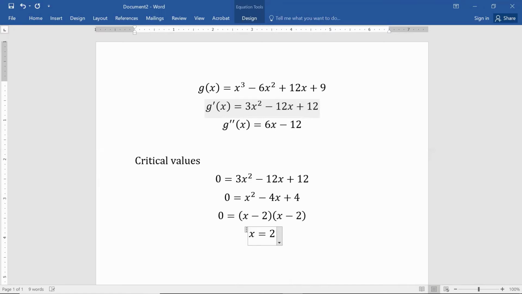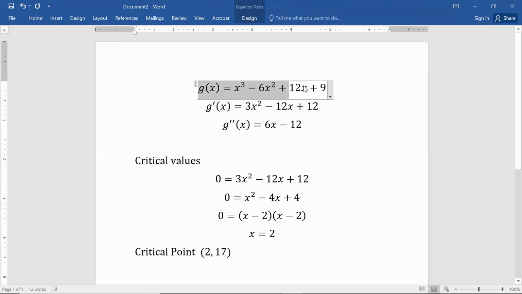Let me find the critical point that corresponds to the x value of 2. We would plug 2 into our original equation: 2 cubed minus 6 times 2 squared plus 12 times 2 plus 9. I ended up with 17 as the corresponding y value when we plugged in an x of 2. Again, plugging that into your original function, g of x.